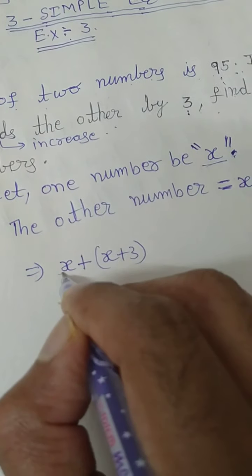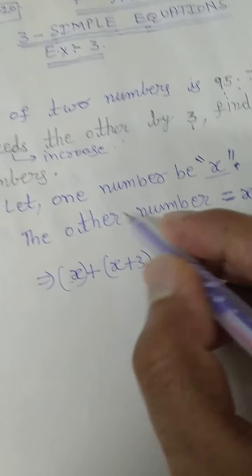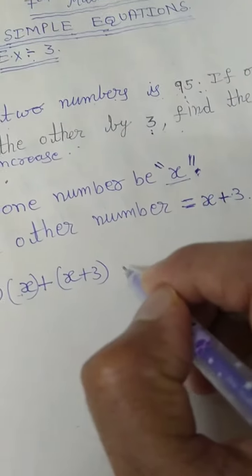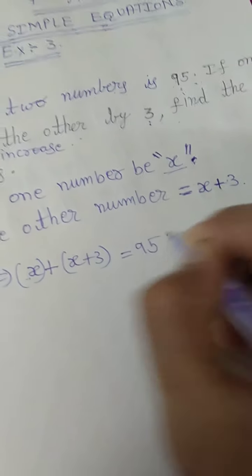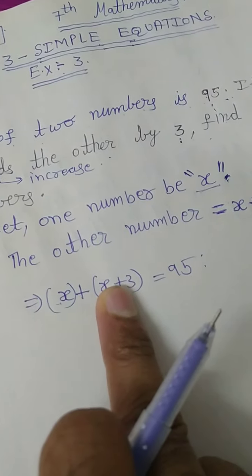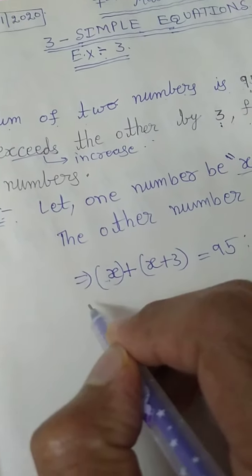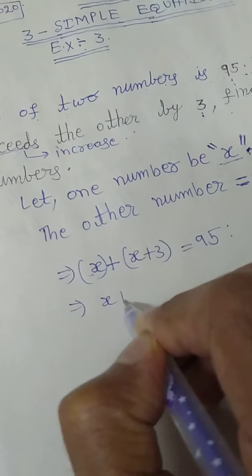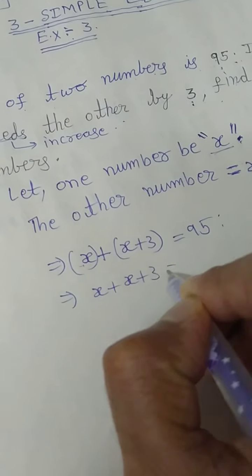Okay, x is one term, x plus 3 is another term. If you are adding these two terms, the result is 95, he said. So first we have to find the x value here. So from this, x plus x plus 3 is equal to 95.